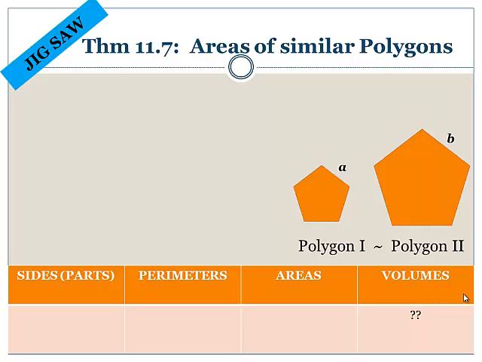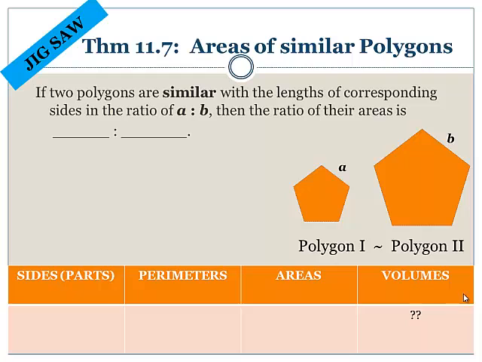So we have theorem 11.7, areas of similar polygons. If you remember from that first semester unit, it was talking about how corresponding sides, meaning similar position sides, would be in ratio to one another. So if two polygons are similar with the lengths of the corresponding sides in the ratio of a to b, then the ratio of their areas is a squared to b squared. All you have to do is just square the actual amounts.